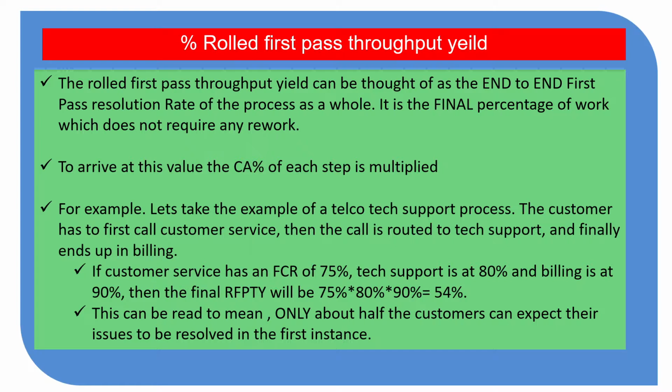This can be read to mean that despite very high FCR or CA% numbers by each department, only about half the customers can expect their issues to be resolved in the first instance. The inference clearly would be to make a change in the structure of providing resolution to the customer.